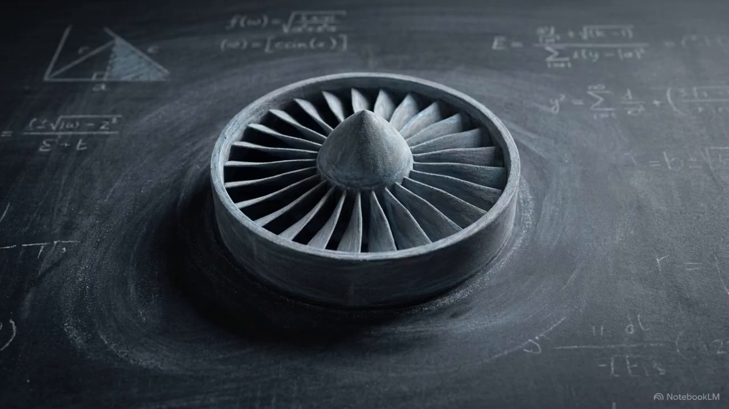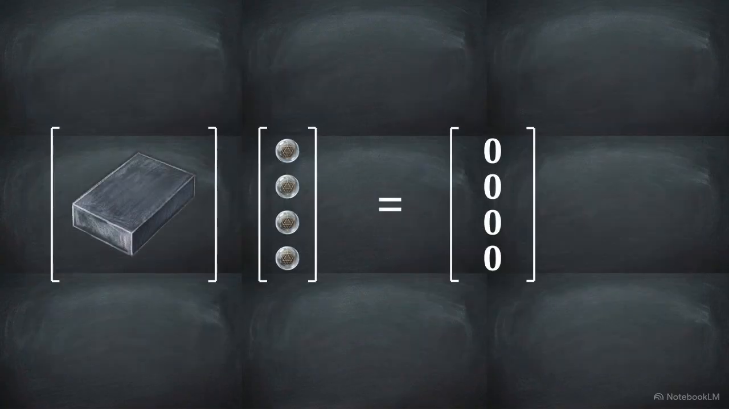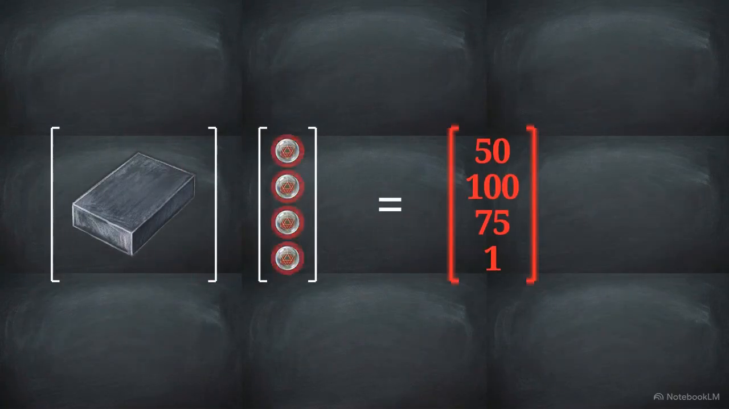Physically, a trivial solution means your engineering model predicts absolutely nothing happening. No heat flow, no stress gradient, no movement whatsoever within the domain. To get actual results, we have to find a way to force non-zero values into this closed, perfectly balanced system.